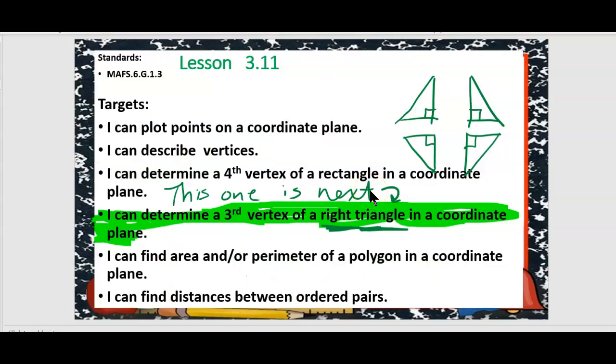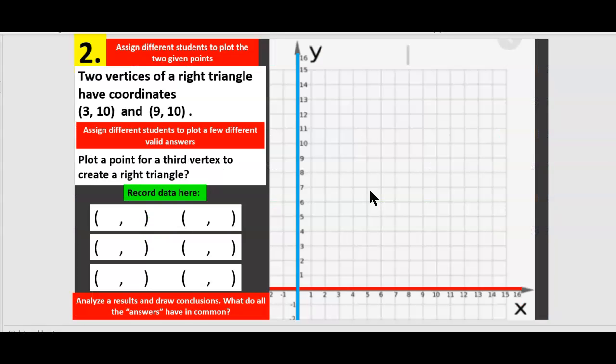Okay, now let's do the same thing. Now that we're more familiar with vertices and vertexes, there's no such thing as vertexes, it's vertices. One vertex, everything else is vertices. 2 vertices, 3 vertices, 4 vertices, a million vertices, 1,000 gazillion vertices. Okay, let's do the same thing with the right triangle.